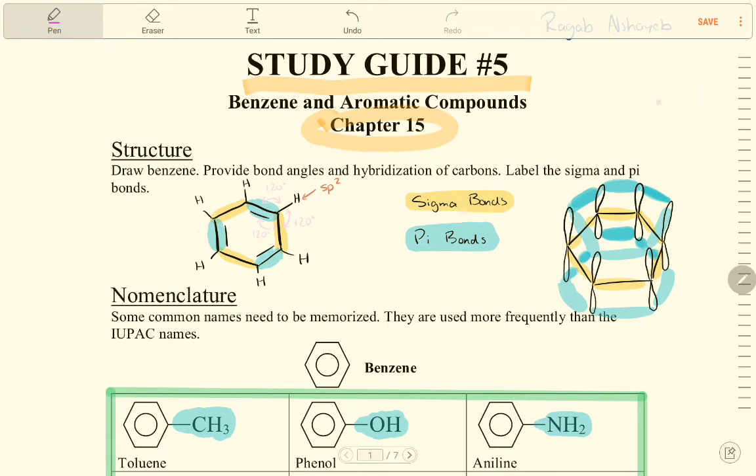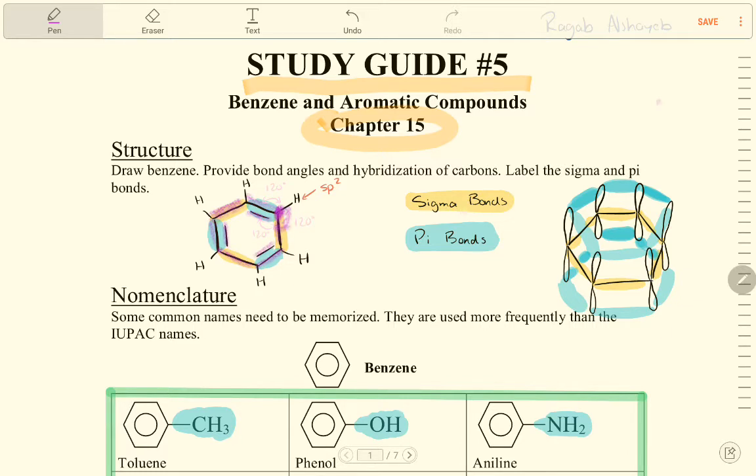Alright, so let's draw the benzene ring. Basically, this is a benzene where it is alternate single bond and double bond, single bond and double bond, and single bond and double bond. And this carbon is sp2 hybridized and it's a 120 degree angle.